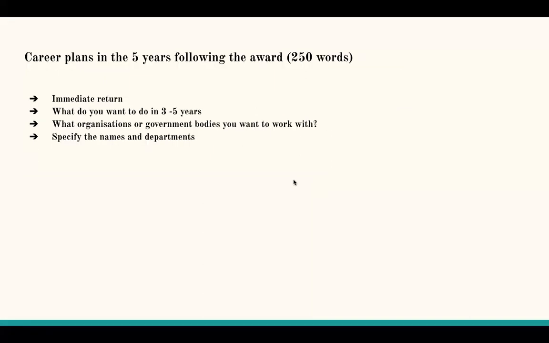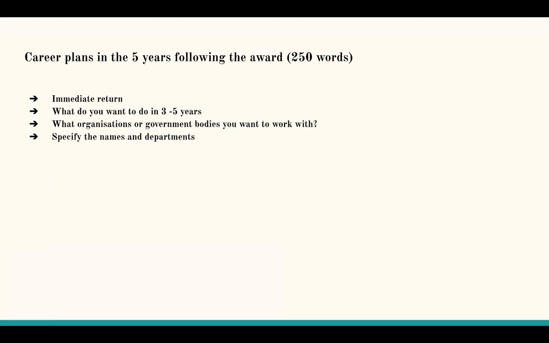The next essay is your career plan in 5 years following the award. It has like 250 words. The best thing to do is to dissect these 5 years into 1 year, 3 years, and 5 years, or you can dissect it into, in the next 3 years I want to do this, and in the other 2 years I want to do this. So try to divide your time, the 5-year timeline, in such a way that you can give a very clear-cut explanation.